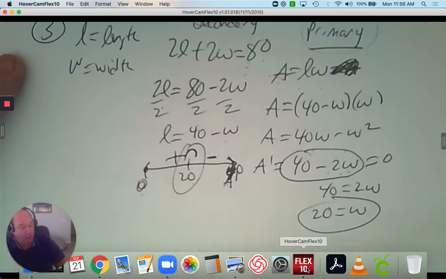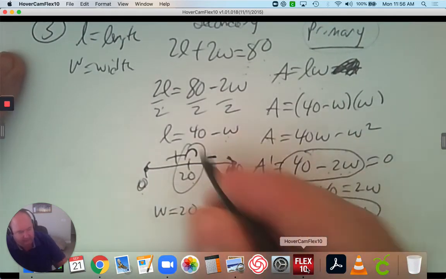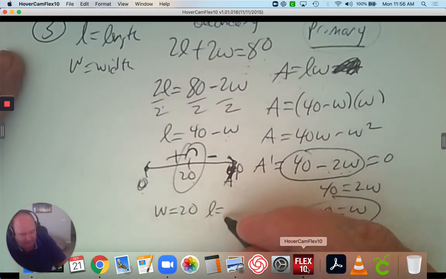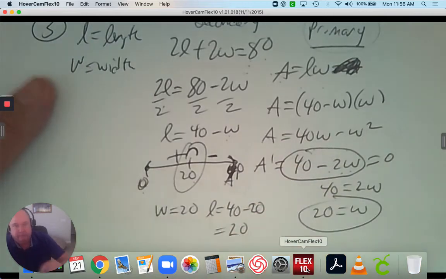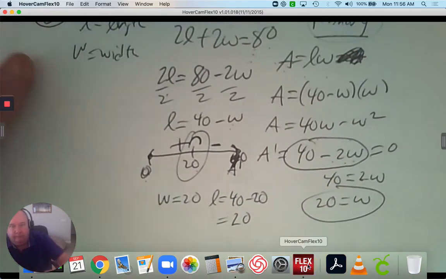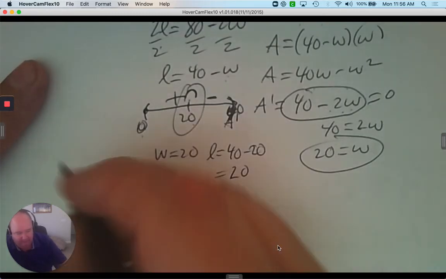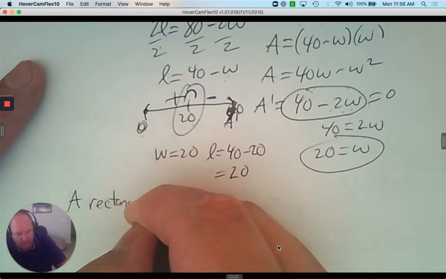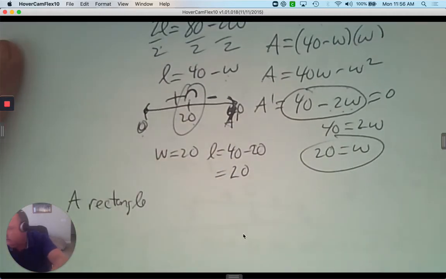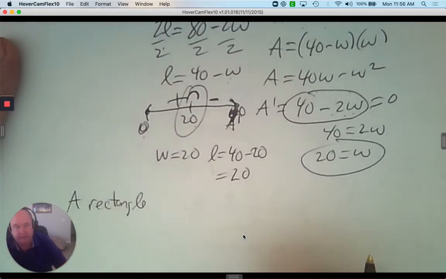So we also have to find the length. The width is 20. If I plug in to find the length, 40 take away 20 is also 20. So we have 20 and 20. So it's a rectangle, and it is a square, but a square is a rectangle. Make sure I got my units right: 20 feet by 20 feet.